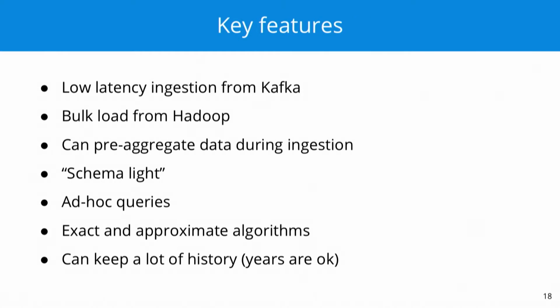At least the way I see it, the key features of Druid: low latency ingestion from Kafka. So we have a very tight link between Druid and Kafka. Bulk load from Hadoop. We have a built-in Hadoop indexing system that runs MapReduce jobs and loads data into Druid. We can pre-aggregate data during ingestion. I'll talk about that in a little bit. That's a really cool feature. Schema light is a pretty cool feature. So the idea is that you can evolve your schemas, you can change types, you can add columns, remove columns. You don't have to alter a table or anything like that. It just affects new data that comes in.